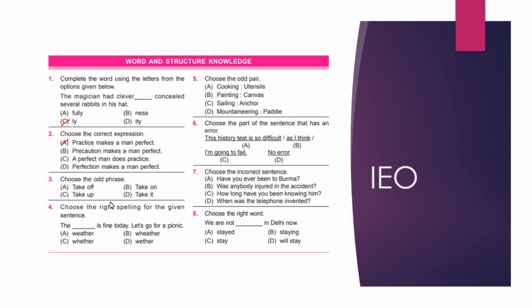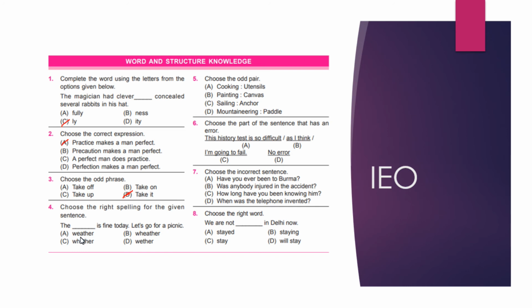Pick out the odd phrase. Take off can be. Take on, it can be. Take up is not, it's there. Take it. So we have to just pick up the odd phrase. Okay, it's take it. It's not a phrase. Take off, take on, take up is a phrase. That's all. Choose the right spelling for the given sentence.